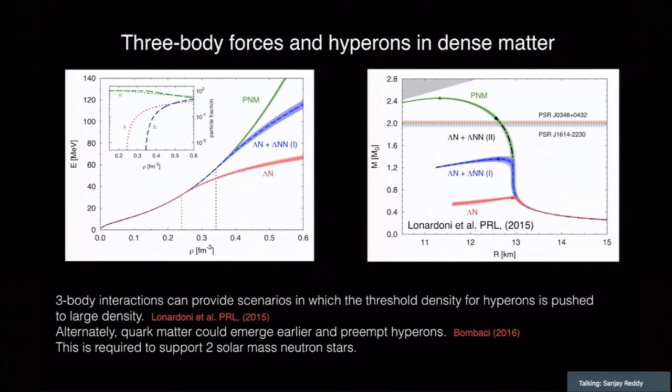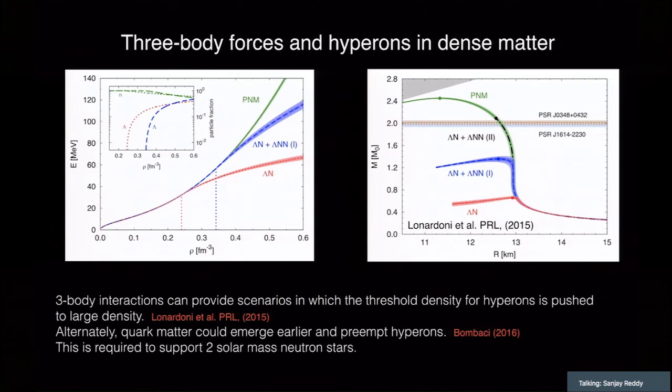So for a long time, people had studied hyperons in neutron stars using the two-body interaction between a hyperon and a nucleon. And it turns out that the two-body interaction between a hyperon and a nucleon, especially the lambda hyperon and nucleons, is attractive. So that's catastrophic, because that would mean that the lambda particles would appear in neutron stars at fairly low density if you just had two-body interactions.